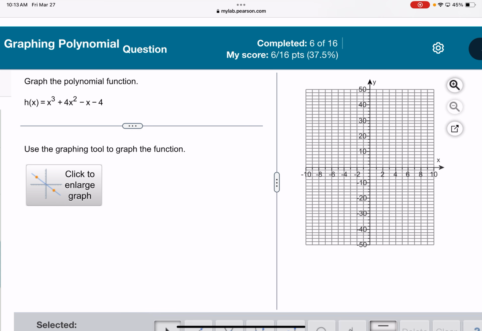So let's talk about the multiplicity of them. What would be the multiplicity of negative 4? 1. Sorry, I was looking all the way at the top. Because you would look at the factored version to identify the multiplicity. And in the factored version, this is 1. So the multiplicity is 1 here.